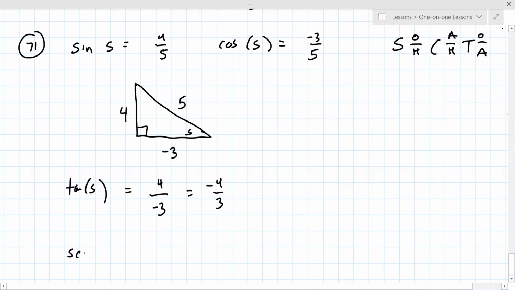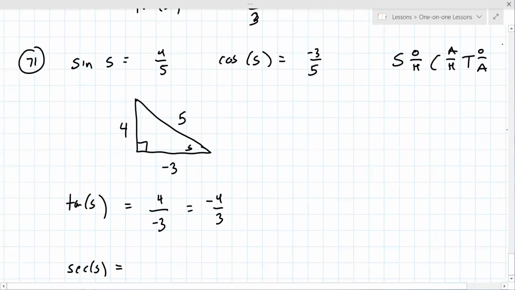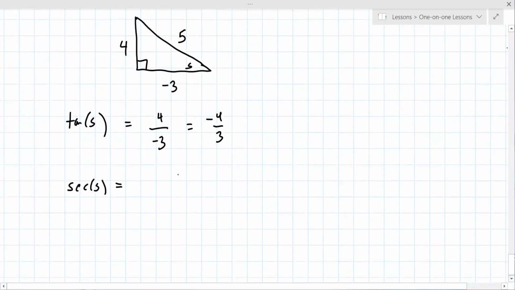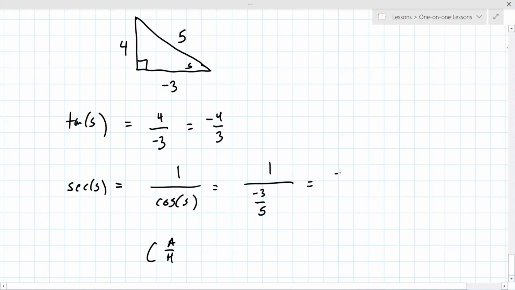The secant of s is 1 over the cosine. So secant is 1 over cosine. Cosine, if you recall, is adjacent over hypotenuse. So the secant is going to be the reciprocal of that. 1 over cosine? Well, the cosine is minus 3 over 5. Or minus 5/3. And that's what I meant by if you take the reciprocal of this, it is the hypotenuse over the adjacent. So there are several ways to get to the same place.